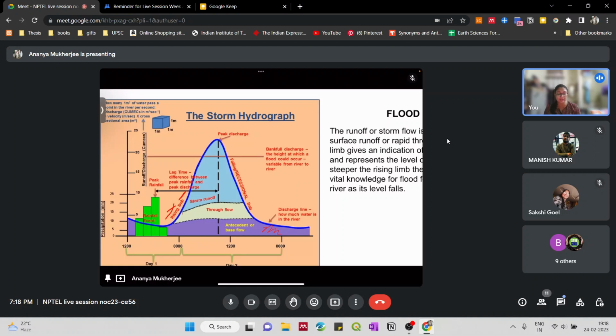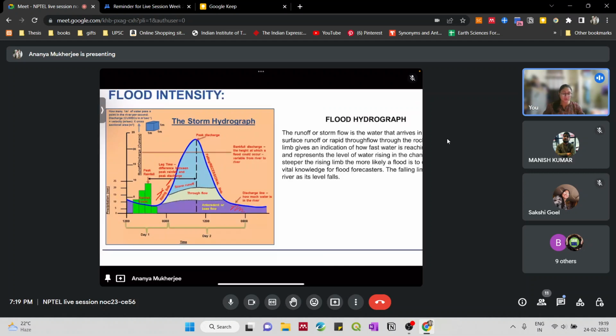And this is the peak discharge. After peak discharge, there is going to be a fall in the water level. So peak discharge is after the bankful discharge, when flooding has happened and the discharge amount has reached its peak. After that, the water level is going to recede, as there is no more input of runoff or water into the channel. With time it will start receding, and this is called the recessional limb, or falling limb.